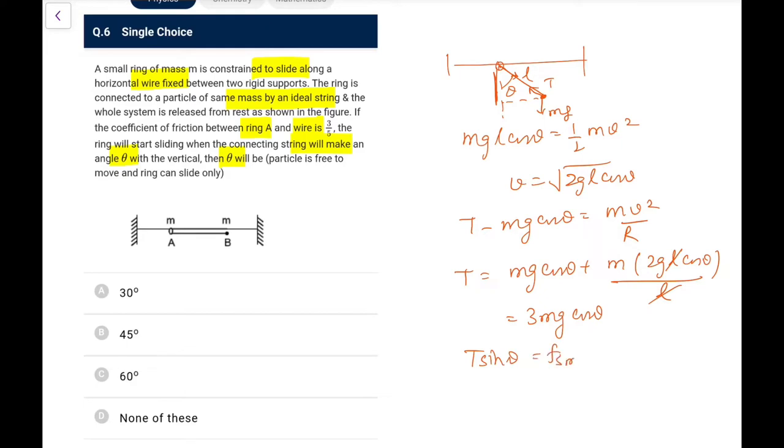So that should be, in the limiting case, equal to fs max. Fs max would be 3 by 5 into the normal, and the normal value will also change here. Why will it change? Because along the vertical I will have T cos theta plus the ring's weight equal to normal. So normal would be mg plus T cos theta, and T cos theta is 3mg cos theta, so this becomes 3mg cos square theta.